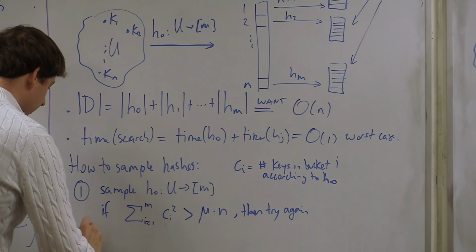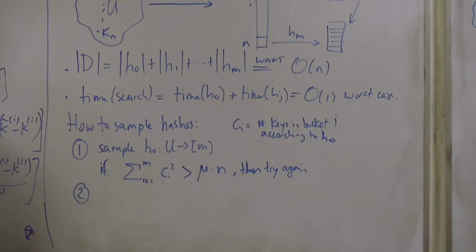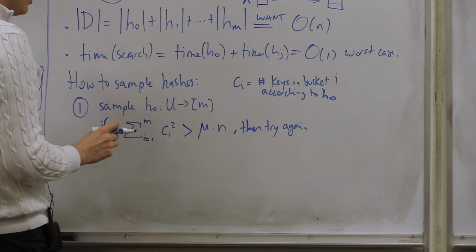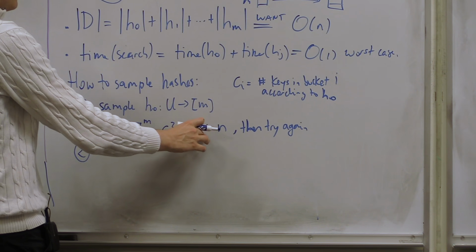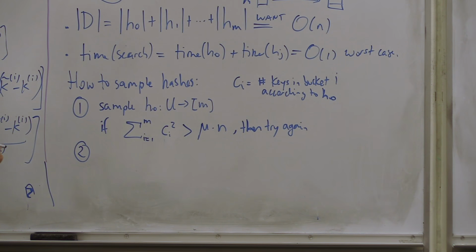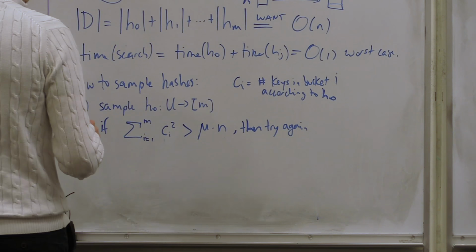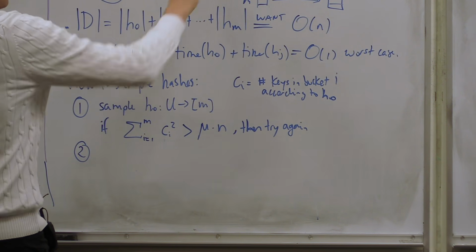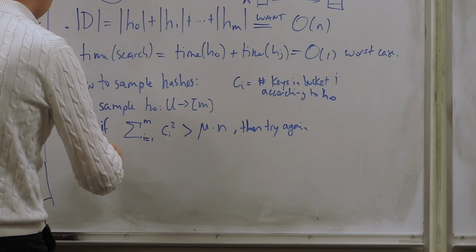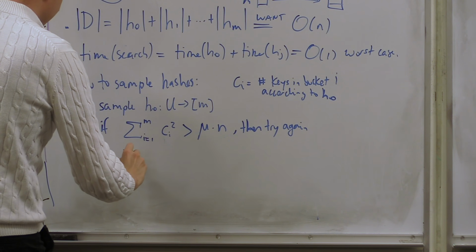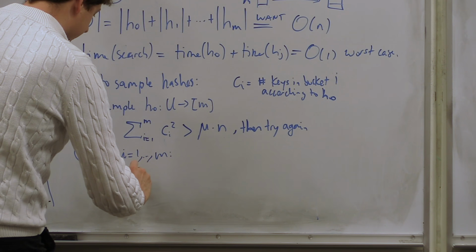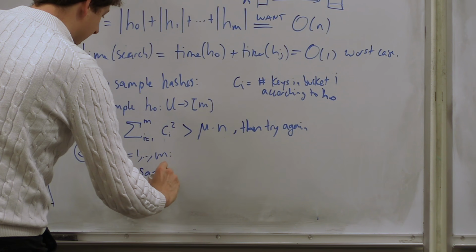So we're going to just keep doing this loop until it is the case that if you sum the square of the collisions, you get something that is, I don't know, 100 times n as an integer. Otherwise, if we succeed, go to sample the next layer hash functions. So we're going to say for i equals 1 to m, we're going to sample Hi.